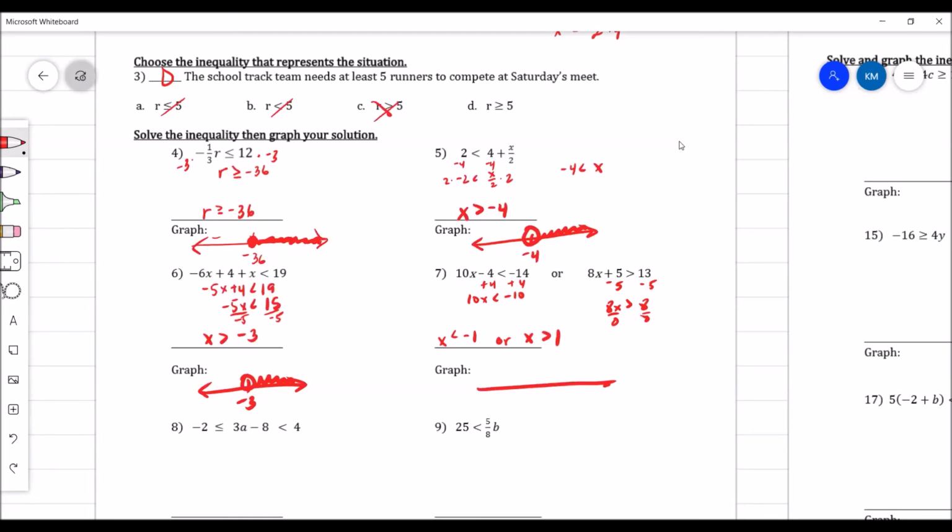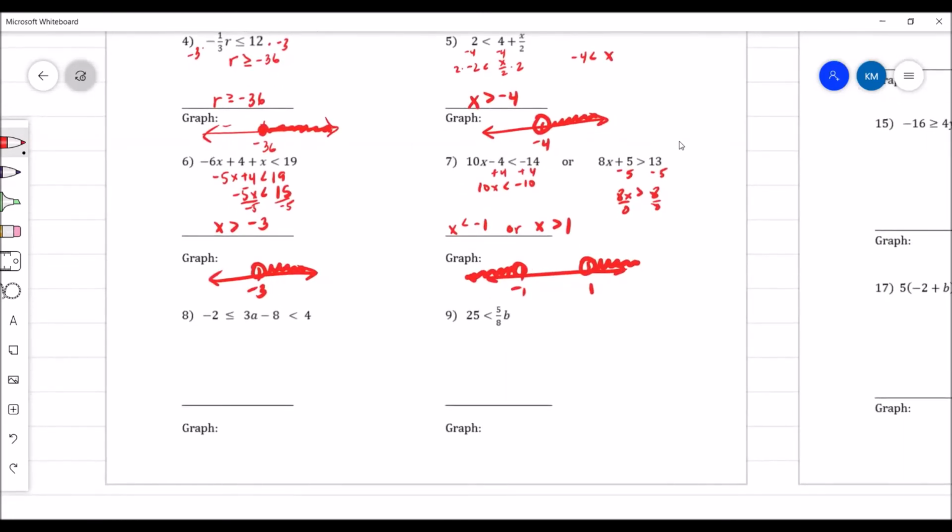As we graph this, -1 is here, 1 is here, open circle for both, right? Shading to the left for the -1, open circle here, shading to the right for the positive 1.